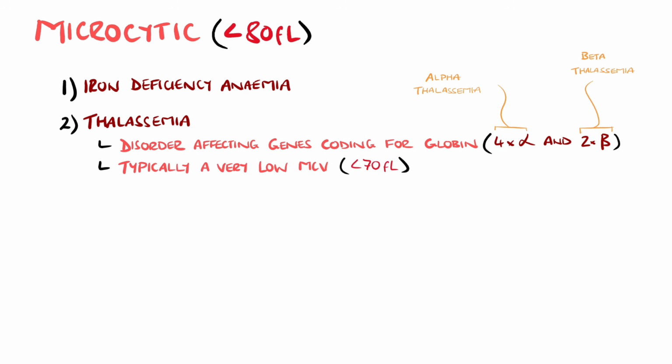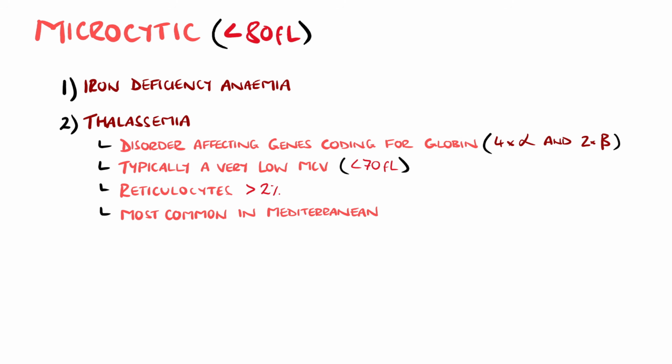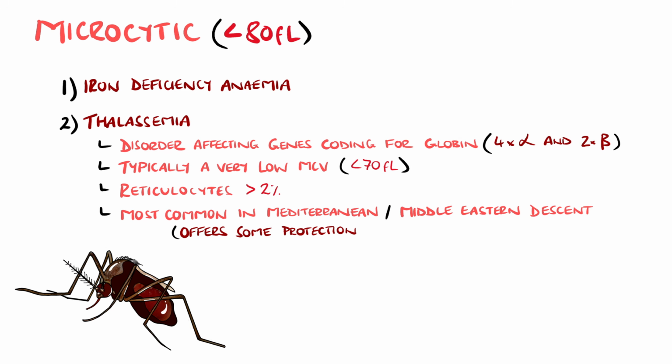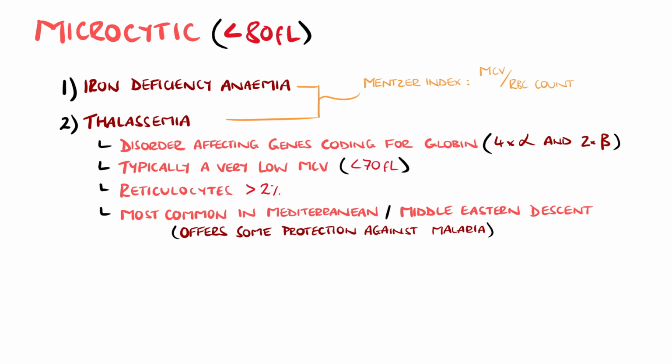Often, thalassemia produces a very low MCV, usually close to or below 70 femtoliters, and the reticulocyte count is typically above 2%. More on those shortly. This is most common in people with Mediterranean or Middle Eastern descent, as it offers a degree of protection against malaria. The Mentzer index is the MCV divided by the red blood cell count, and is a useful tool because values above 13 indicate an iron deficiency anemia, while below 13 suggests beta thalassemia.